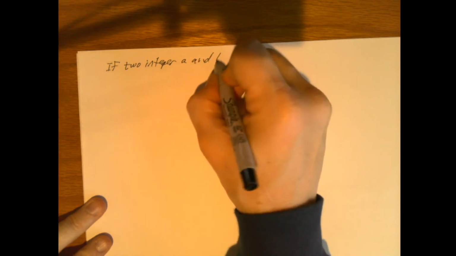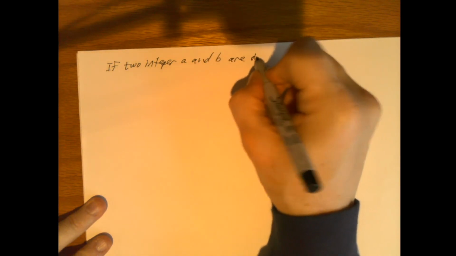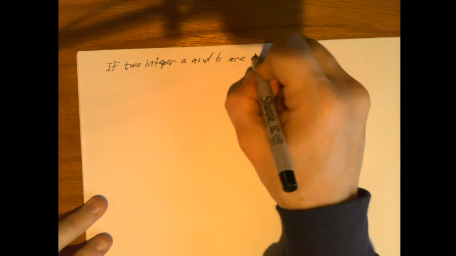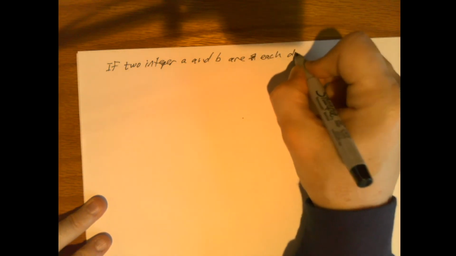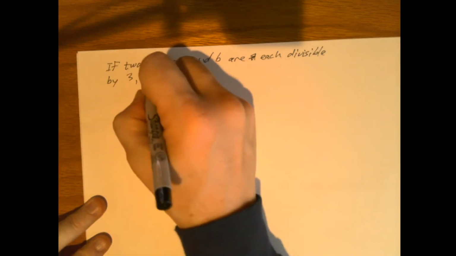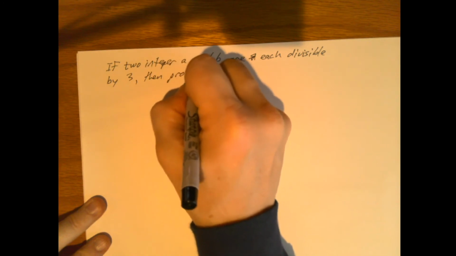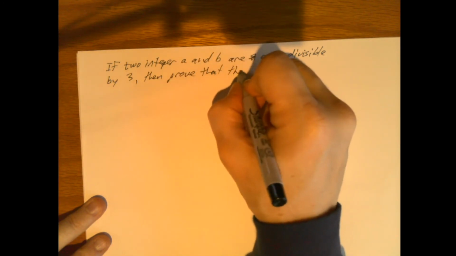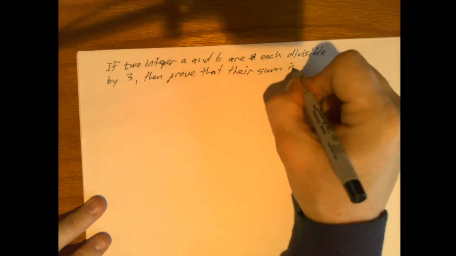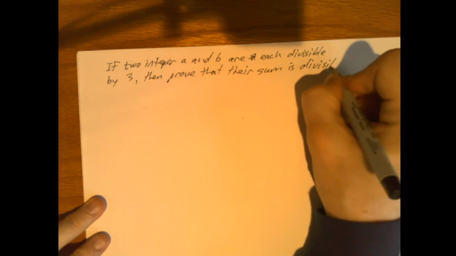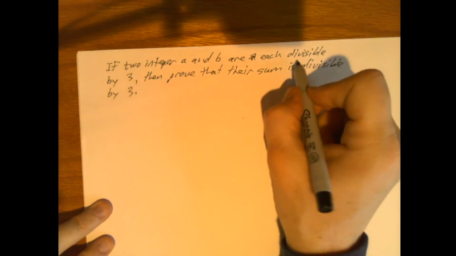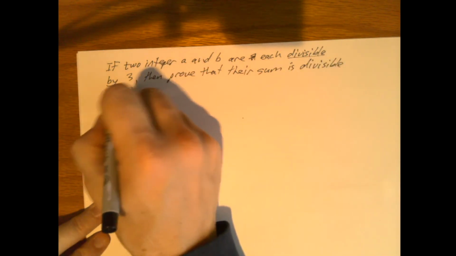If two integers a and b are each divisible by 3, then prove that their sum is divisible by 3. So what does this mean to be divisible by 3?